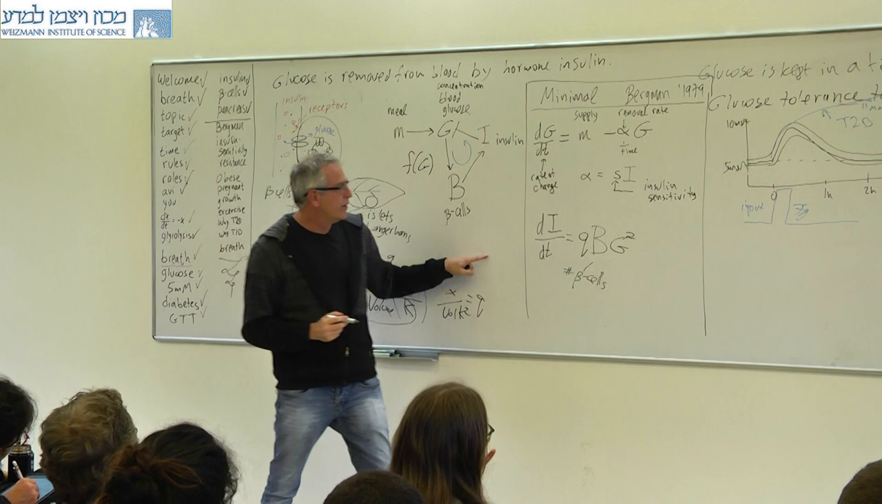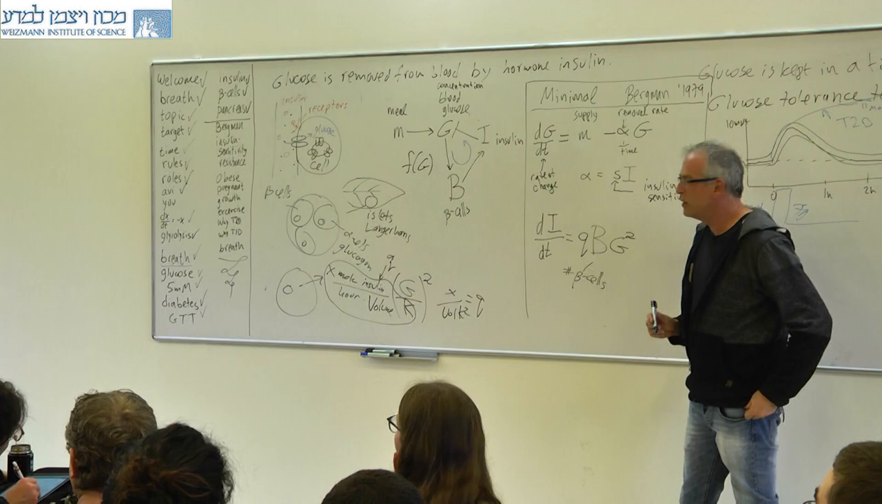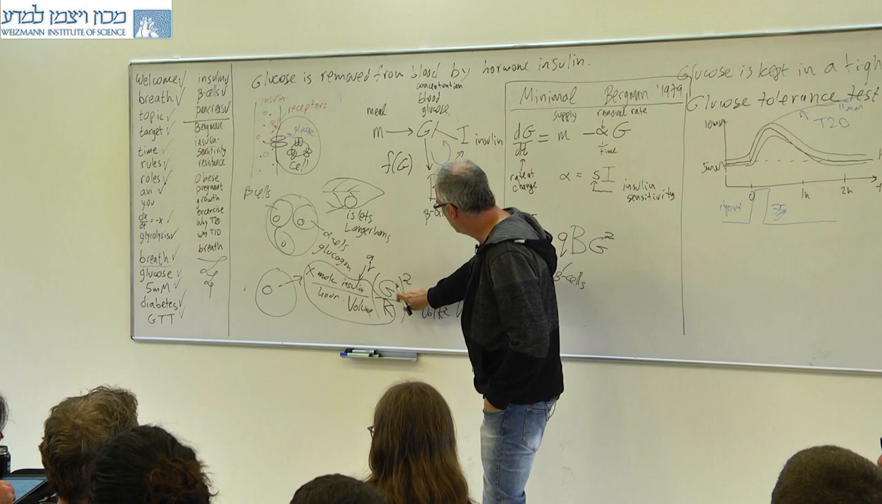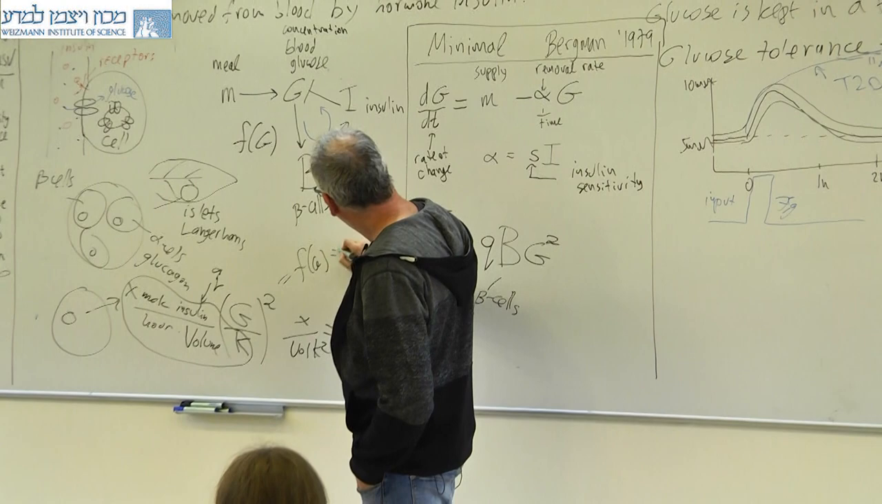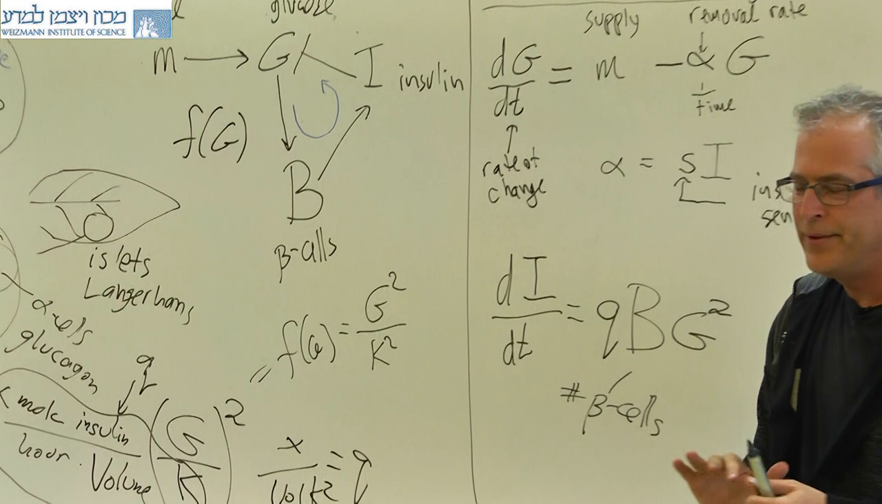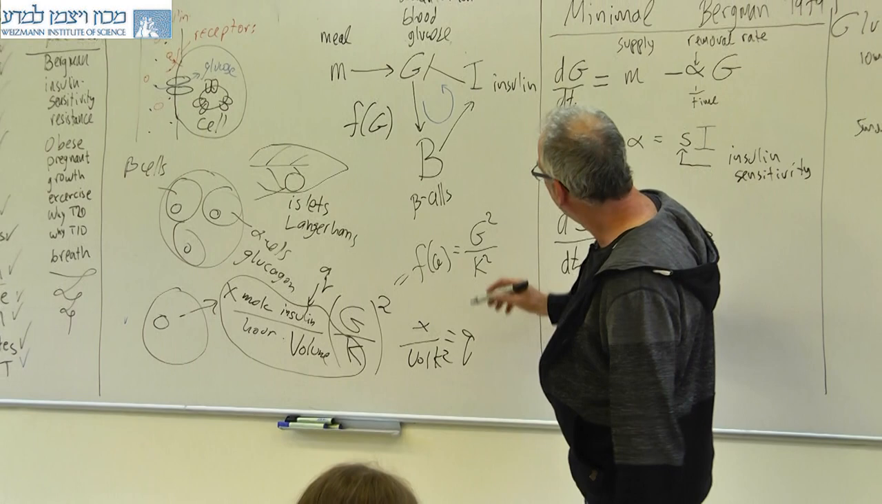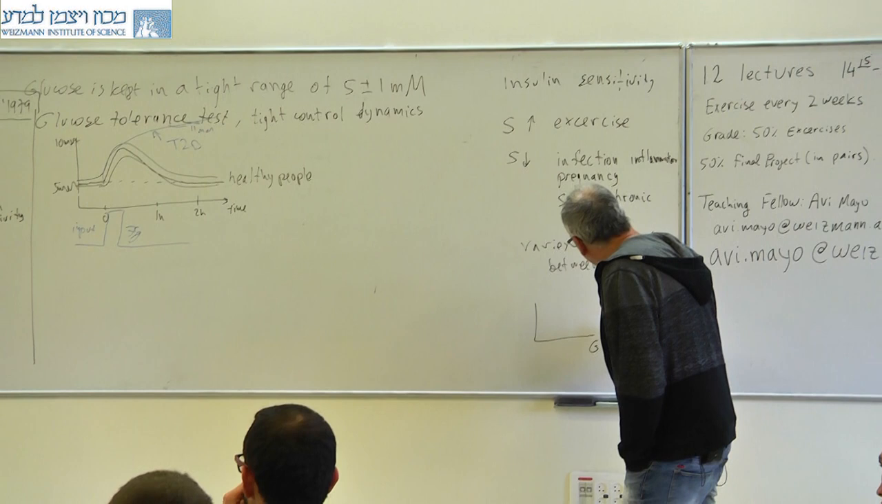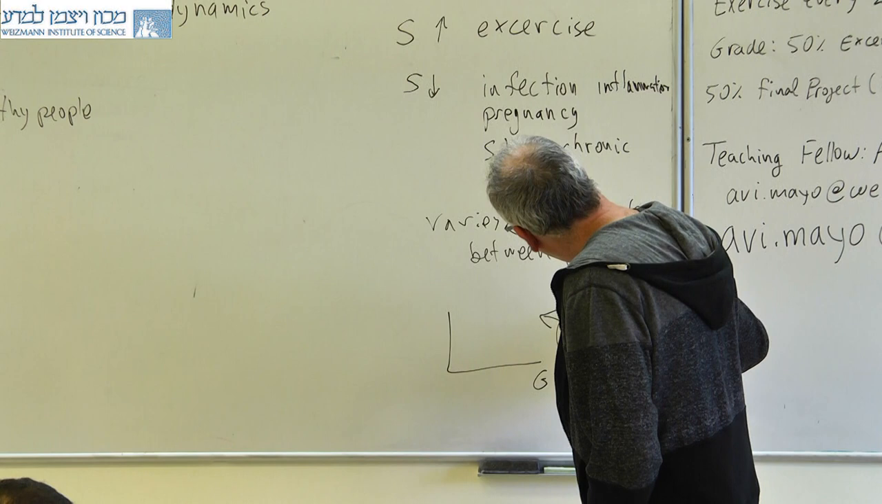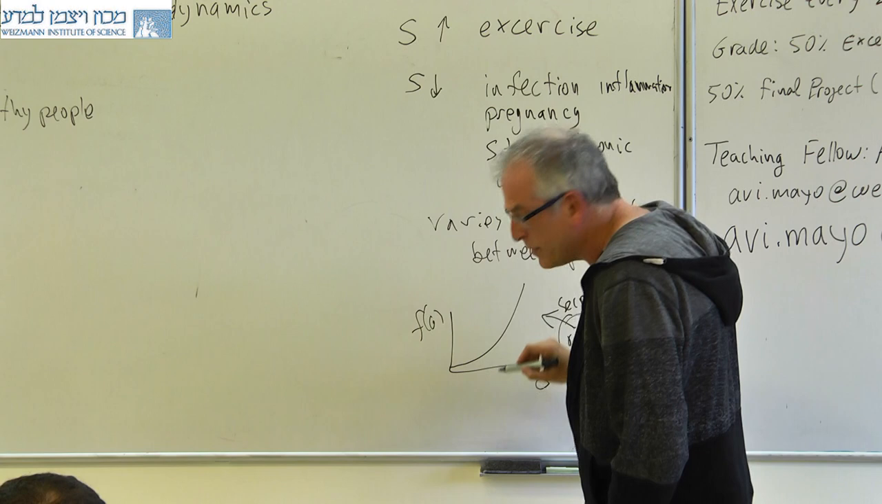Any more questions? So again, what is the G squared divided by Q? This one? What does it stand for? This is F of G. This is an empirical, experimental finding that the amount of insulin secreted by a beta cell goes up with glucose. If you plot that graph, this is how much glucose, this is our beta cell secreting insulin, and this insulin secretion goes more or less like G squared over K squared, where K is a number that gives the right units.